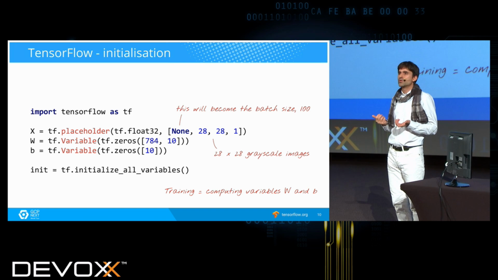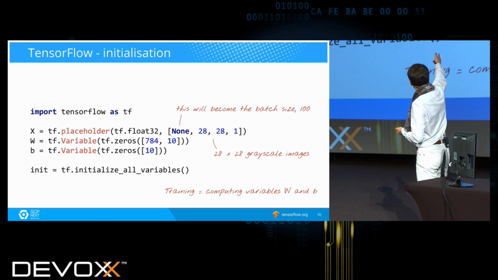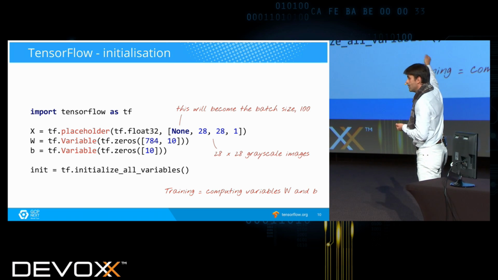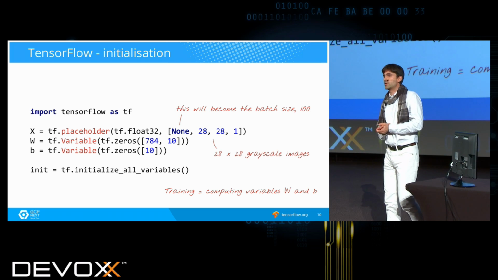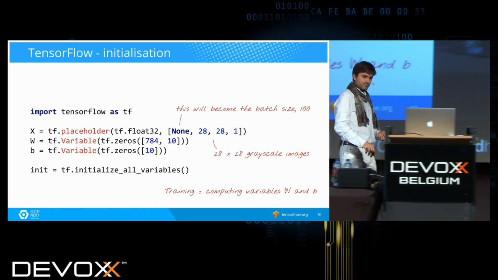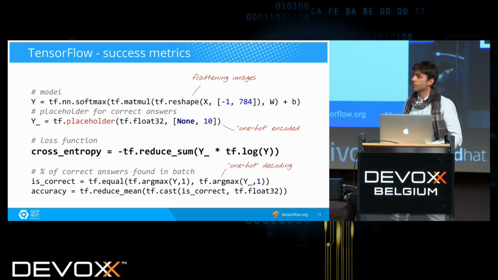The 1 is not useful, but I put it in there just in case you want to use color images. That is where the 3 would go for RGB. So placeholders, variables. And then we're ready to go.